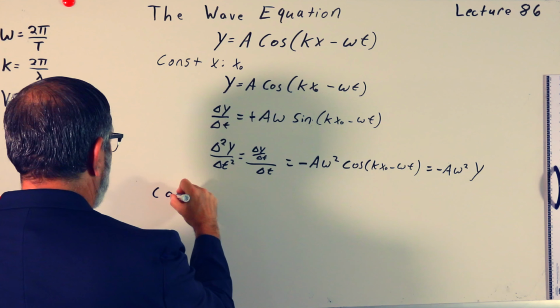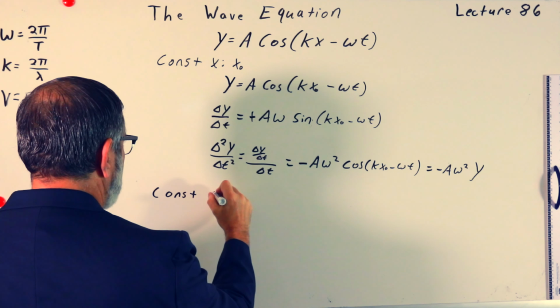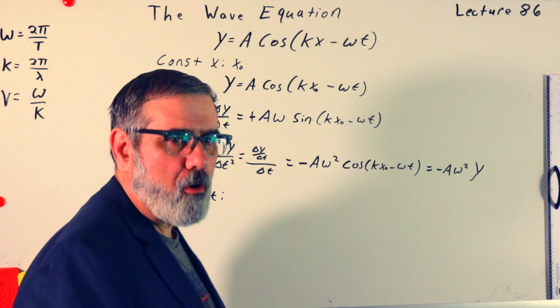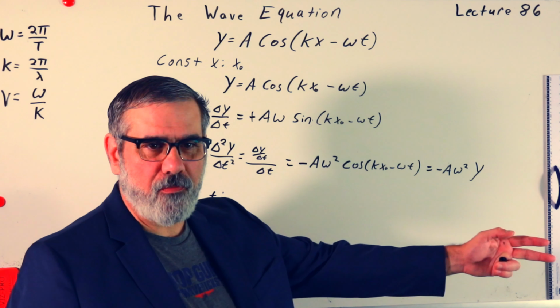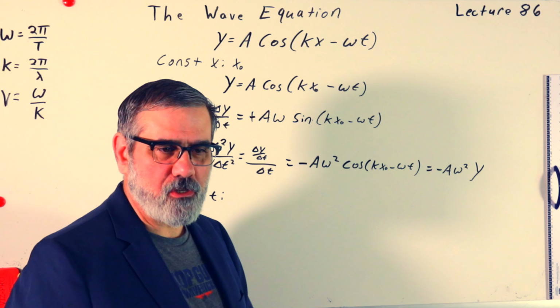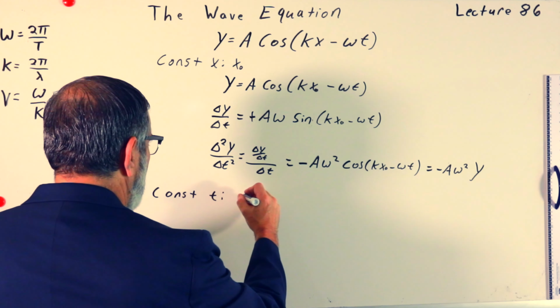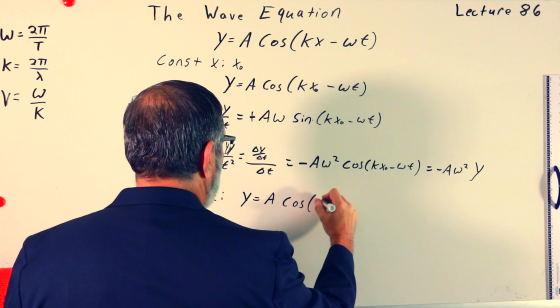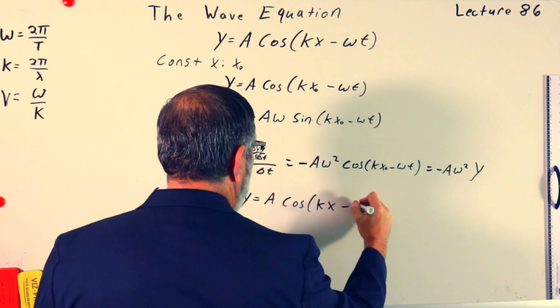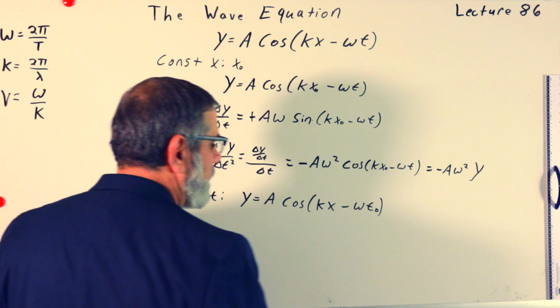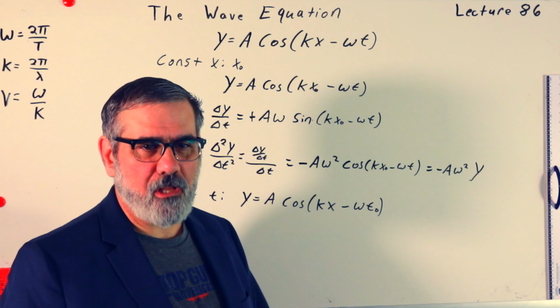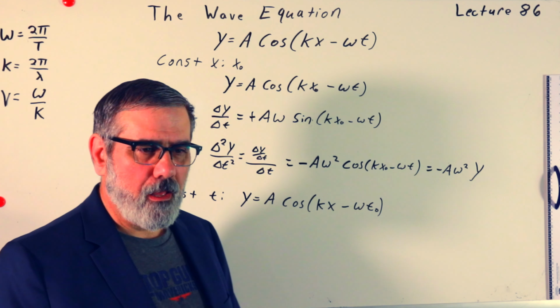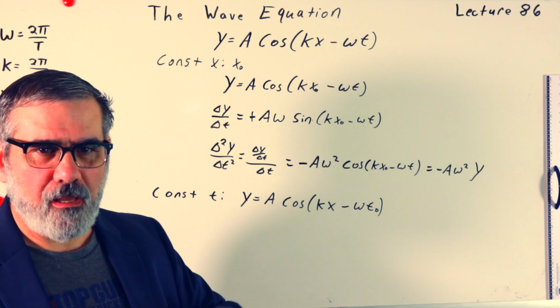Similarly, if I consider constant time, so I look at just one moment in time, and now I'm looking at how it varies in x, the spatial dimension, right? I would write y equals a cosine kx minus omega t naught, where t naught is whatever moment in time we want to focus our attention on. Now we want to see how the wave varies spatially, right?